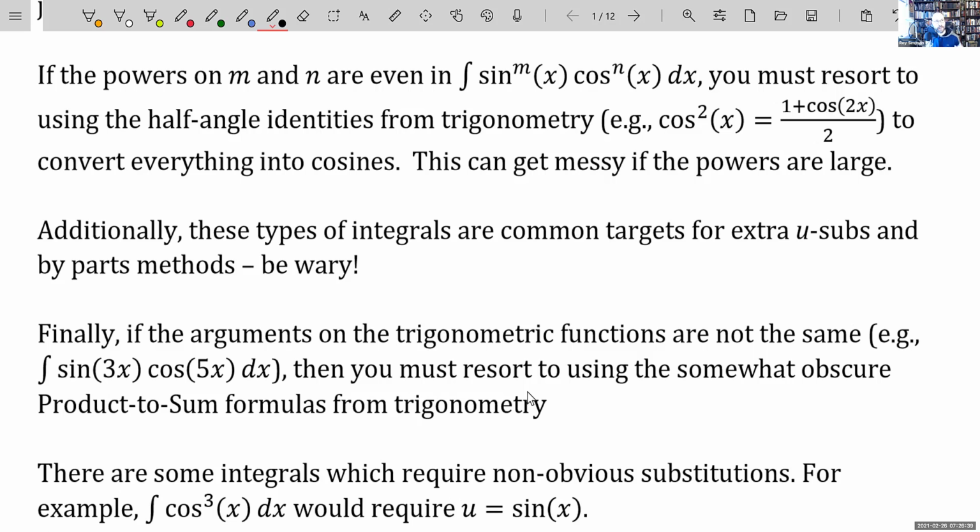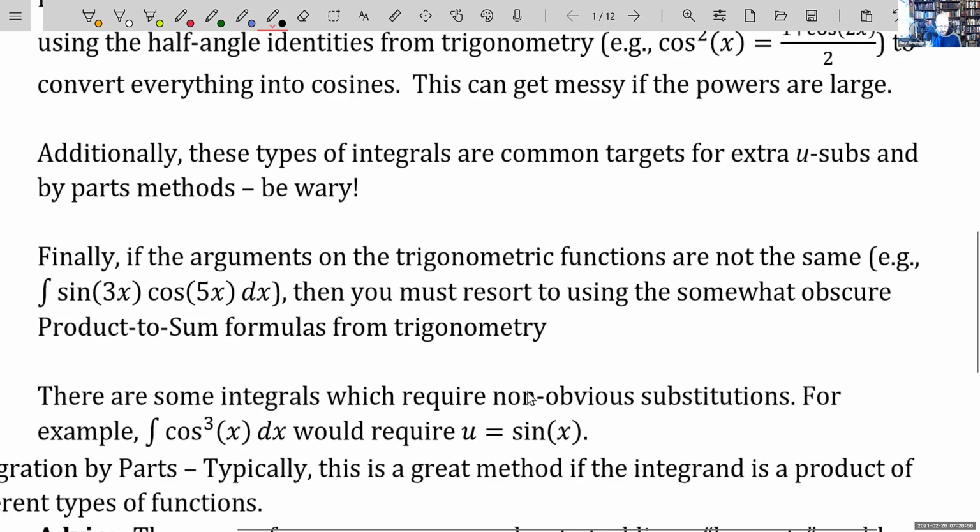That can happen, that you do some work and you manipulate. Let's say you have sine to a power times cosine to an odd power. So you let u equal sine, it steals off the odd power of the cosine. You might end up having a by parts after that, or another u substitution that you have to do, whatever it may be.